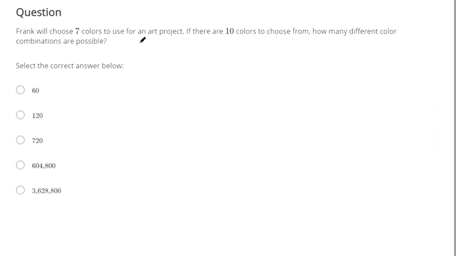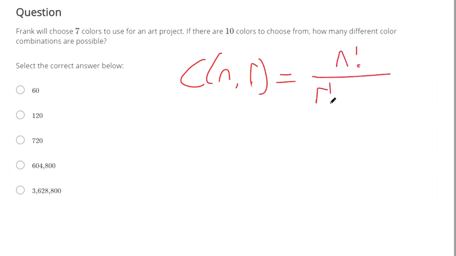Frank's choosing 7 colors out of 10. So the order doesn't matter, because once you have your colors, they're all lined up. And the other key word here is combinations. The combinations formula looks like this. That's just the function notation. It's n factorial over r factorial times n minus r factorial. That will tell you the number of different ways they can pick 7 colors from that group of 10.